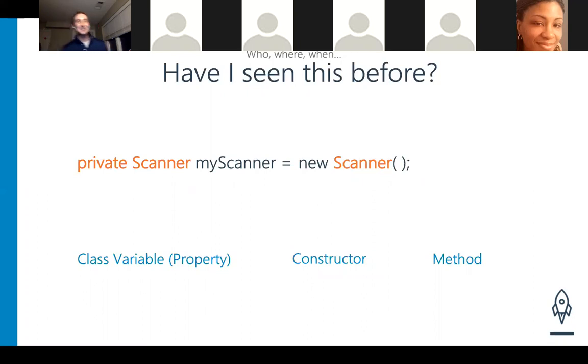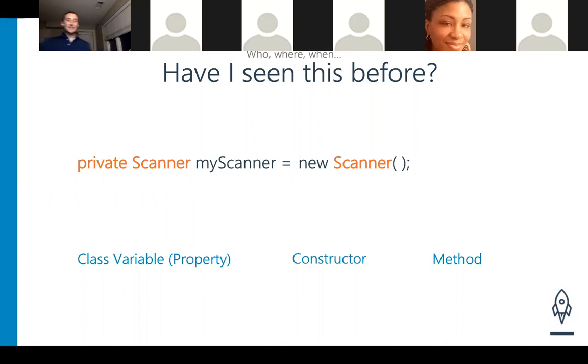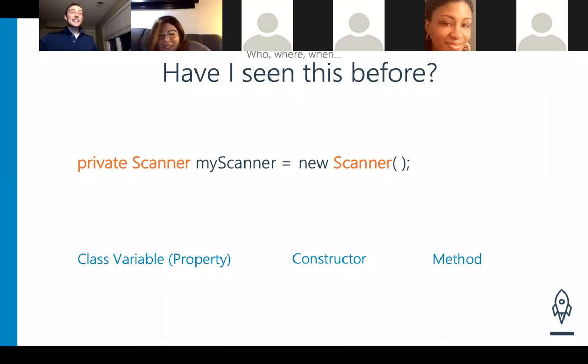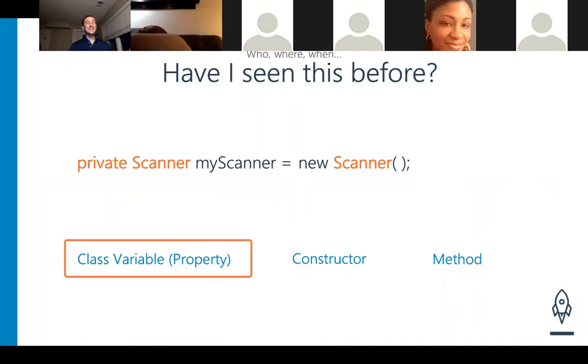And hopefully no one saw that small little glimpse. What's this left-hand side called? The left-hand side of the equal sign. What is that called? It is a class variable. Declaration. Very good. It's a declaration, but it's also a class variable. It's a declaration of a property. All of these words are very much synonymous. So yes, it is a property.